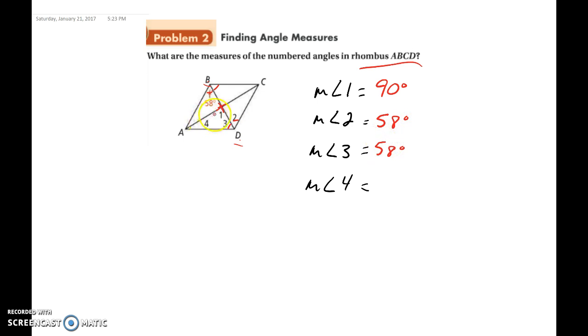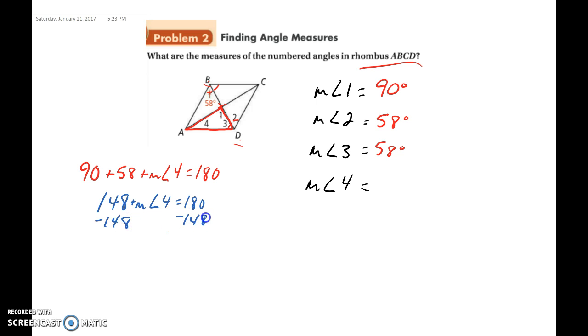The last one that we have to solve for is angle 4. Here we have a triangle in which angle 1 is 90 and angle 3 is 58. So 90 plus 58 plus the measure of angle 4 is equal to 180 degrees because we have a triangle. 90 plus 58 is 148, plus the measurement of angle 4 is equal to 180. We'll subtract 148, and that means the measurement of angle 4 is equal to 32 degrees. So we know that angle 4 is 32 degrees. Really simple with that one.